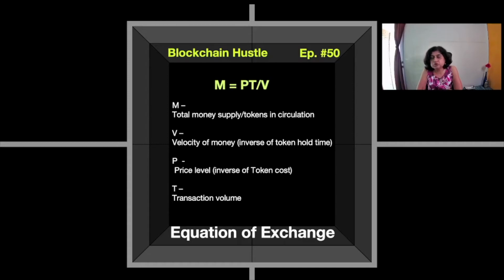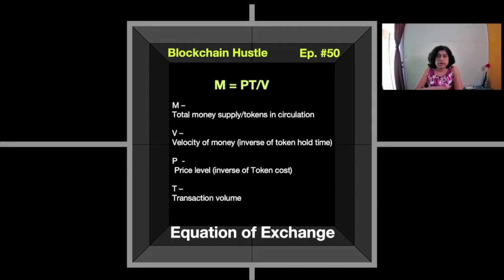M here is the total number of your tokens in circulation. V is the token velocity, the speed at which it exchanges hands. P is your price level, which is actually the inverse of your token price. T is your transaction volume. It's actually the index of the real value of the aggregate transactions across a certain period, per day or whatever period.